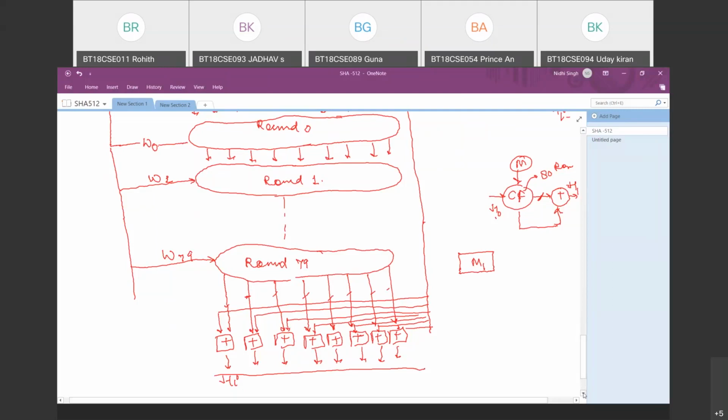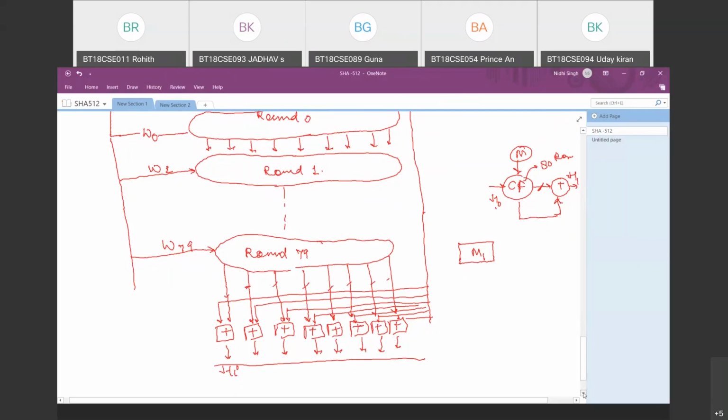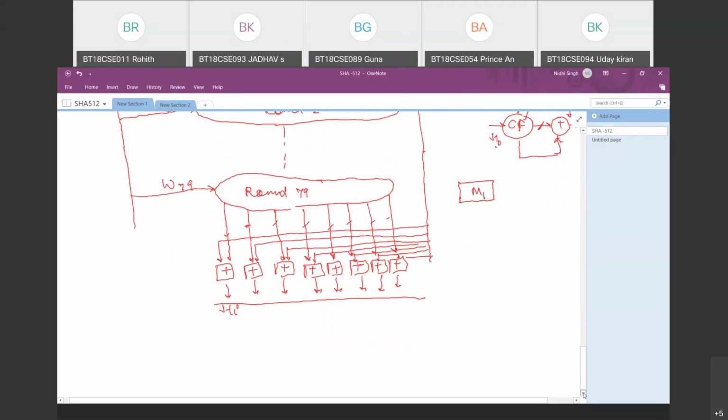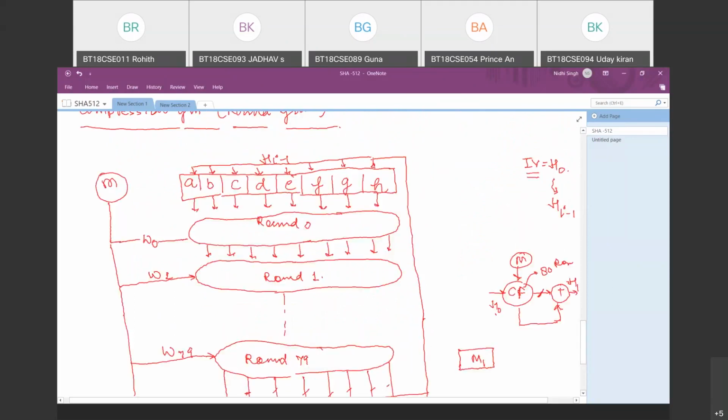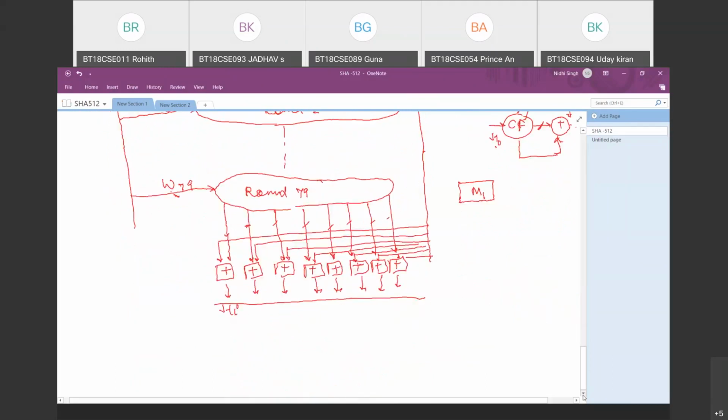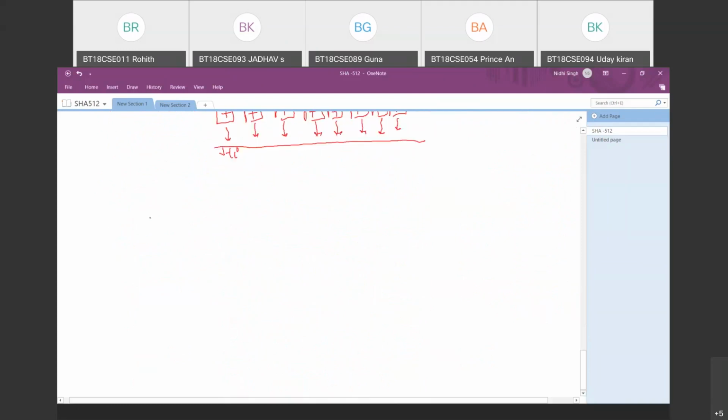Now how is the word generated from the one plain text? I am generating many words from this message M, so I need to generate 80 words. So how can we generate the words? So there should be one algorithm. So what is the process? Word generation.